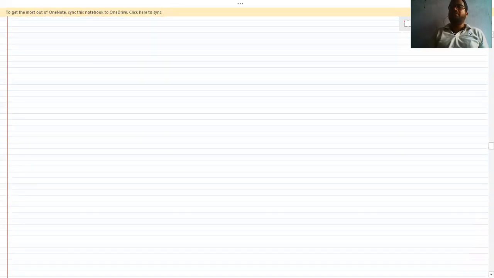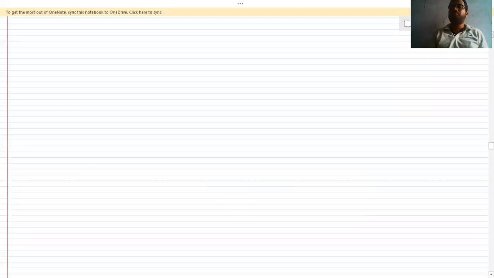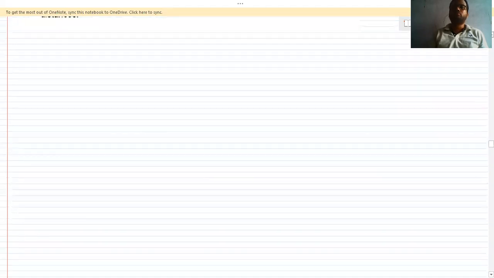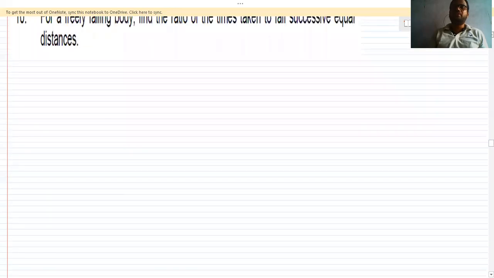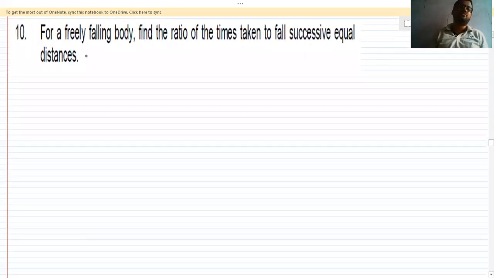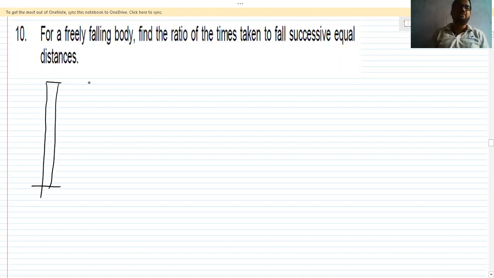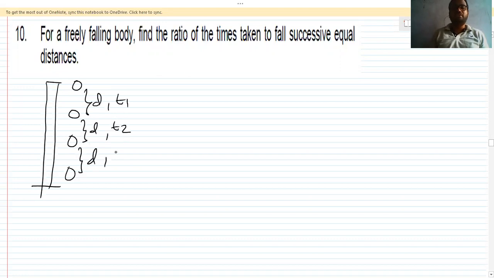So the 10th answer. As you can see, the 10th question is given like this. For a freely falling body, find the ratio of times taken to fall successive equal distances, right? In equal distances, what is the time taken? So these are some equal distances we have, right? So for three equal distances, the time required is t1, t2 and t3.